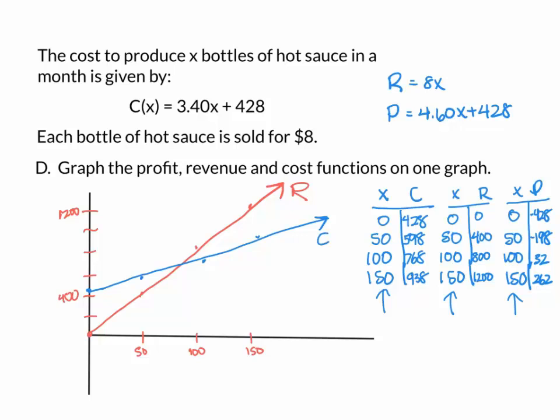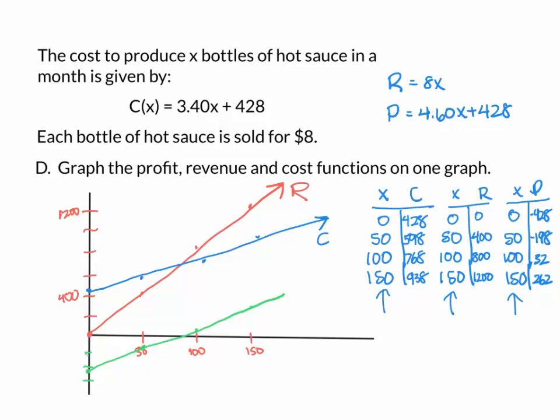Our profit function, let's graph this in green. Our profit starts down here at negative 498. So it starts down here. At 50, we're at negative 198, so that's about here. At 100, we're at 32, that's about here. And at 150, we're at 262. So that looks about like this.